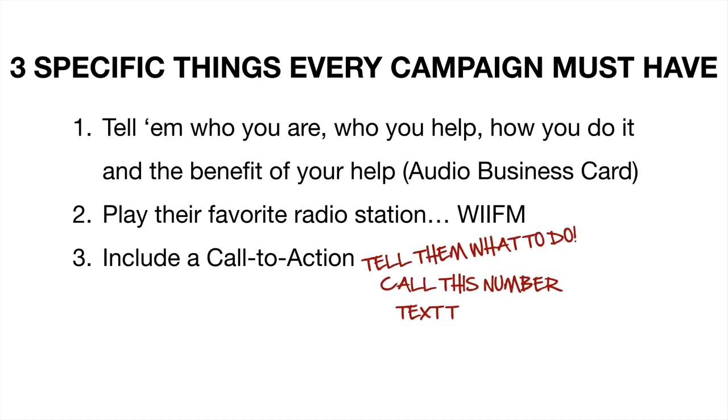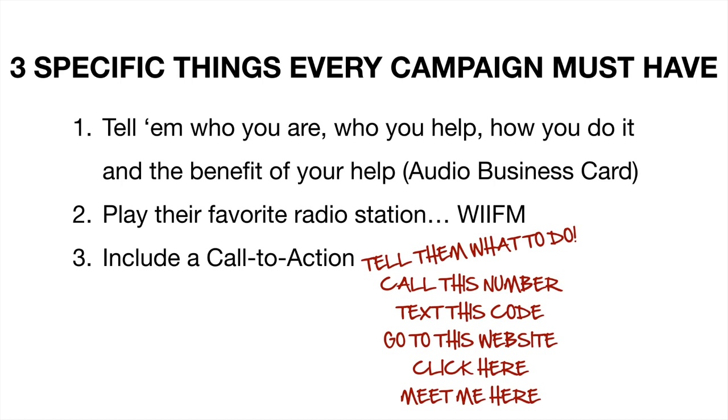Call this number, text this code, go to this website, click here, meet me here after the meeting, or meet me at the coffee shop. You have to tell people what to do if they want to get your solutions. Don't trust that they're going to figure it out or assume that they know what to do. Be clear and direct when telling them what to do. Alrighty? Now, with regard to your lead generation marketing, you're going to meet 4 different types of people.